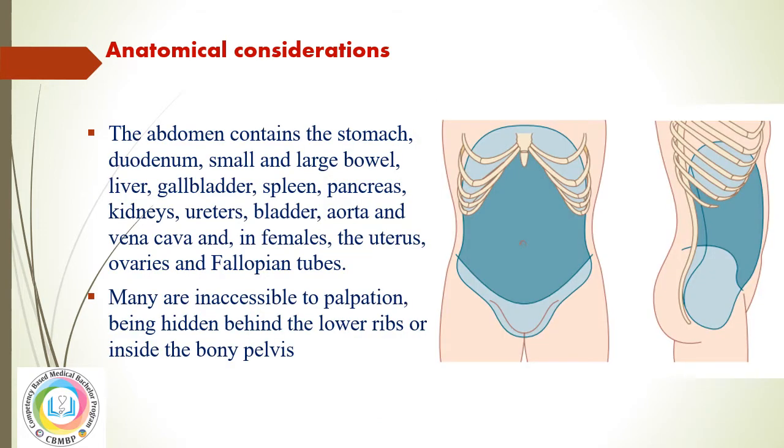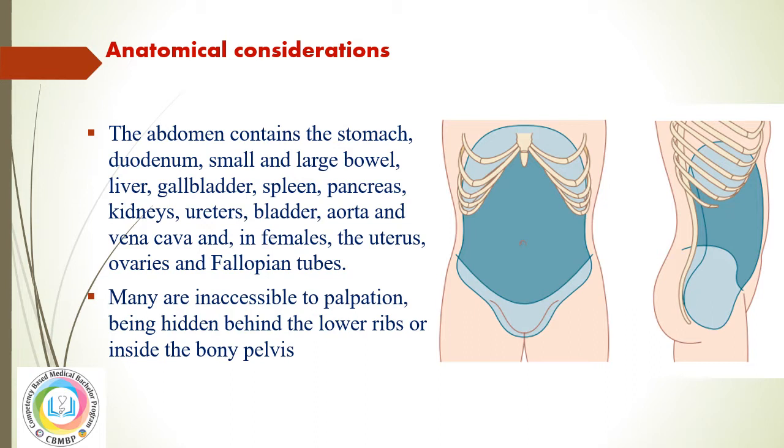The abdomen contains the stomach, duodenum, small and large bowel, liver, gallbladder, spleen, pancreas, kidney, ureters, bladder, aorta, and vena cava, and in females the uterus, ovaries, and fallopian tubes. All these structures are included together within this small abdominal cavity.